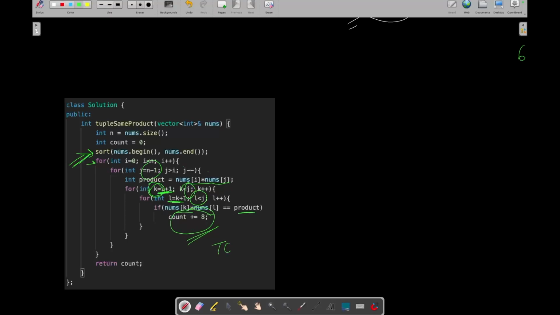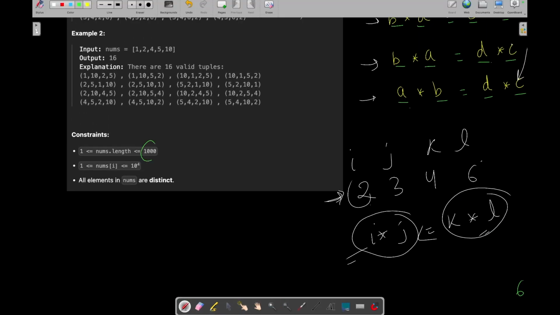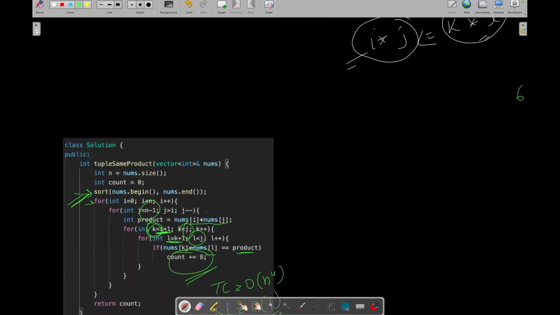So its time complexity will be big O of n to the power 4 and its space complexity will be big O of 1, right? Okay, so as its time complexity is n to the power 4, and what is n? 10 to the power 3. It means 10 to the power 3 to the power 4, that is 10 to the power 12. So obviously that is not going to work. Okay, so let's see, can we further optimize it?